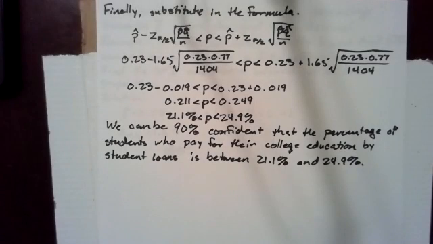Finally, we substitute in the formula. P hat minus z sub alpha over 2 times the square root of p hat times q hat over n is less than p, which is less than p hat plus z sub alpha over 2 times the square root of p hat times q hat over n. When we plug in these values and do the math, we get 21.1% is less than p is less than 24.9%. We can be 90% confident that the percentage of students who paid for their college education by student loans is between 21.1% and 24.9%.